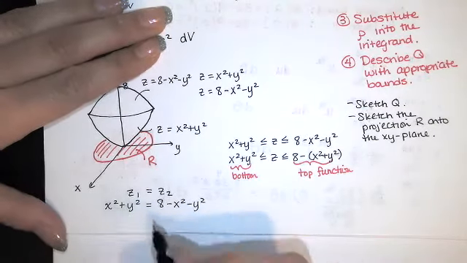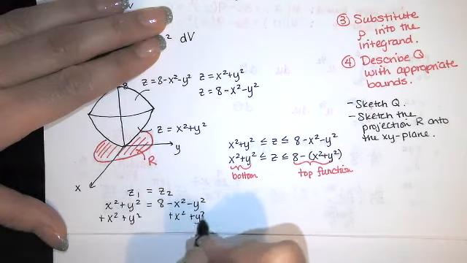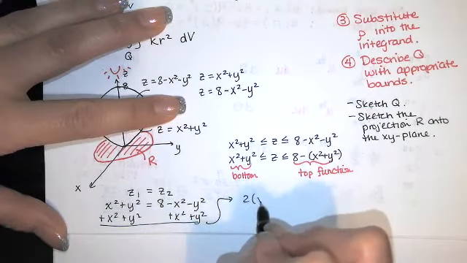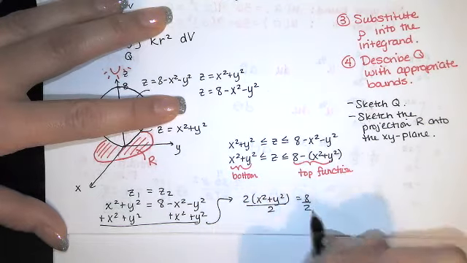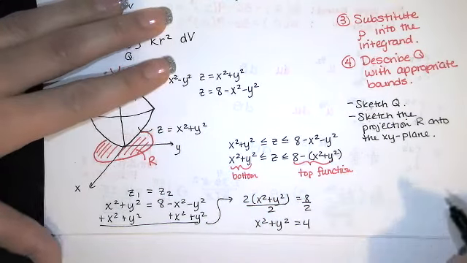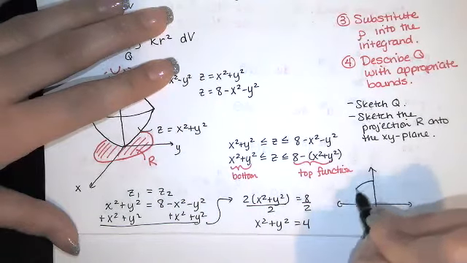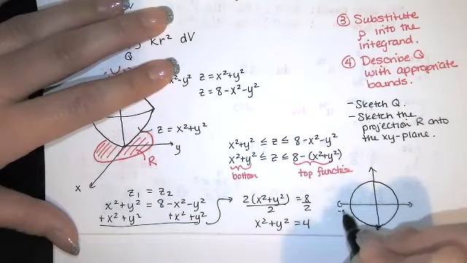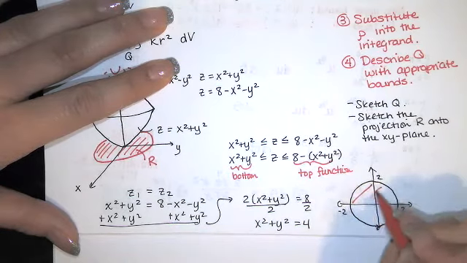Add the x squared plus y squared to both sides. So you end up with this over here. So I end up with 2 times the quantity x squared plus y squared equals 8. Let's divide both sides by 2. And we get x squared plus y squared equals 4. That's nice and easy. The boundary is a circle of radius 2, centered at the origin. So that is our region R.